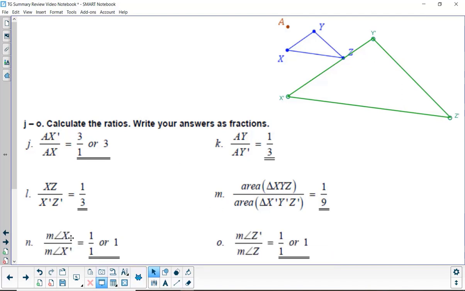The measure of these angles should be 1 to 1 because the ratio of the measures should be 1 to 1, because they are equal. Similarly here, they should be equal. So the ratio is 1 to 1. Press pause as needed.